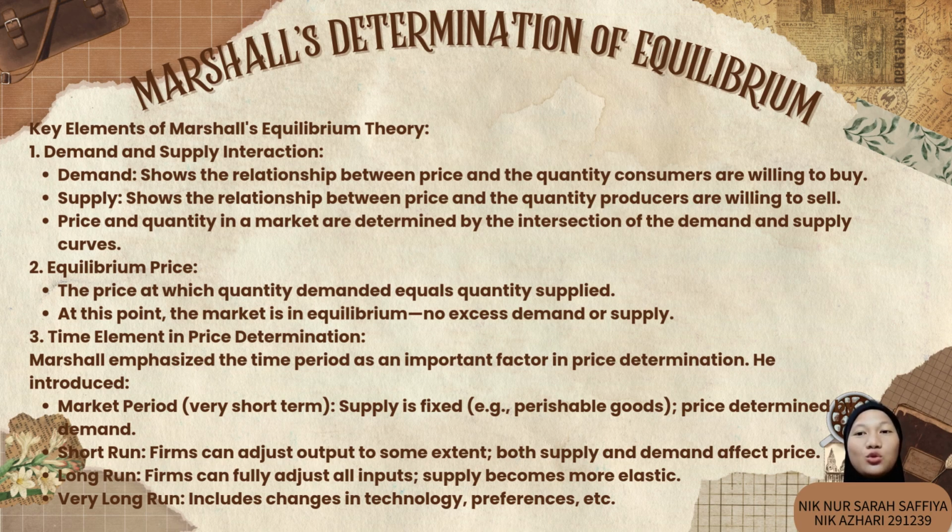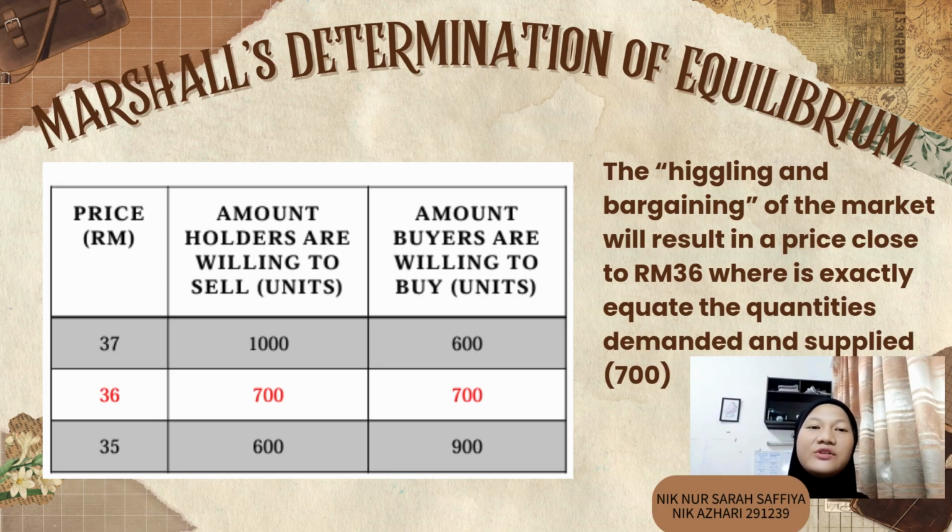Marshall viewed both demand and supply as equally important in price determination. He compared it to two blades of a pair of scissors. Both are necessary to cut. Similarly, both demand and supply are necessary to determine equilibrium price and quantity. Alright, let's talk about Marshall's market balance.